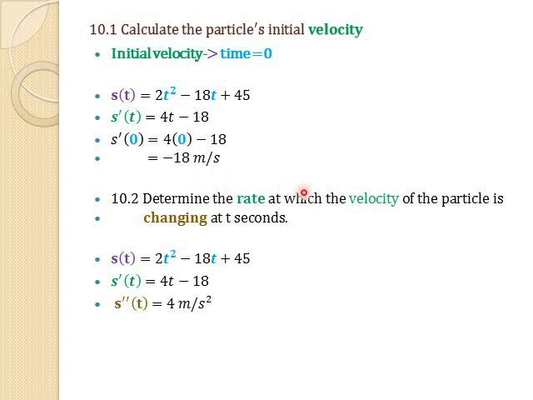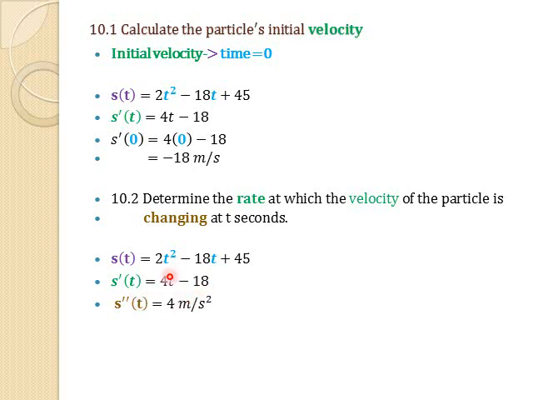Determine the rate at which the velocity of the particle is changing at t seconds. So the rate of change of velocity is acceleration, or in this case, the second derivative. So there's my equation given. First derivative: 2 times 4, 2 gives me 4t. 2 minus 1, 1. 1 times negative 18 gives me negative 18.